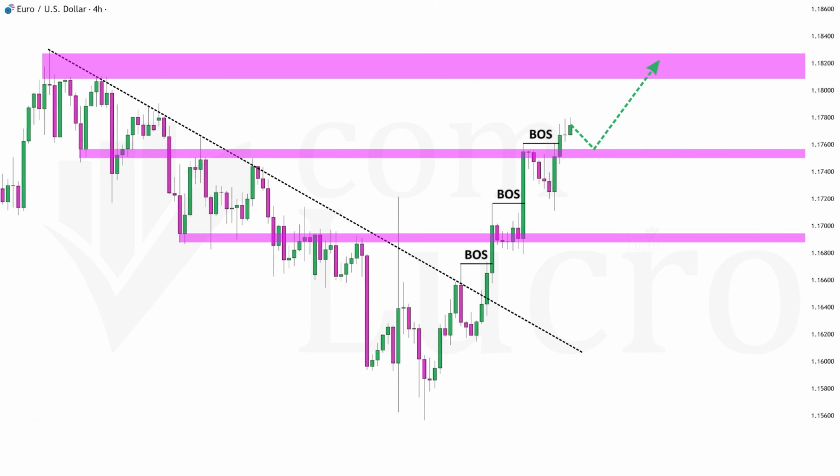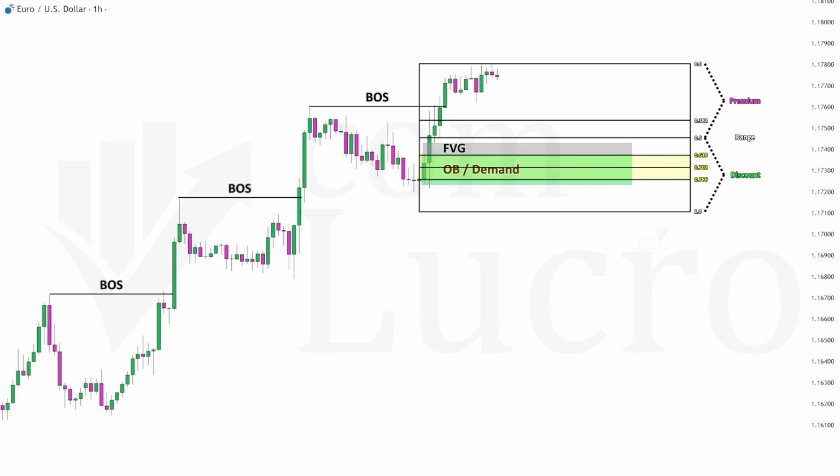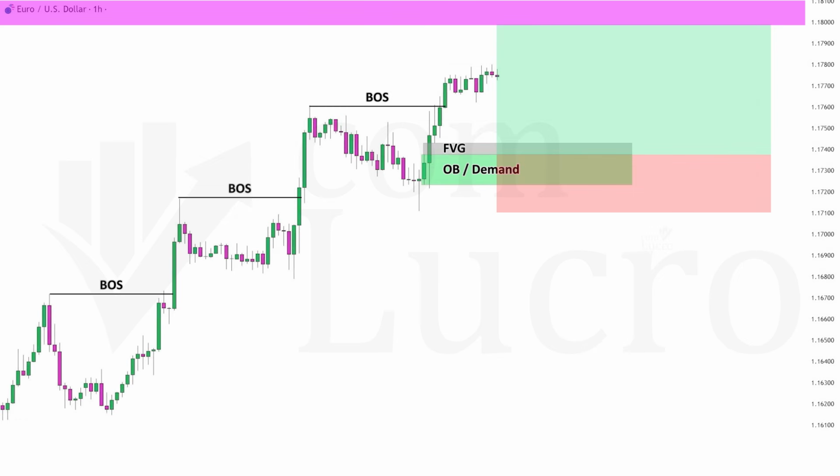For now, there is still enough room for price to move before reaching it. With all of this in mind, the higher timeframe analysis aligns perfectly with what we saw on the lower timeframe. So let's switch back to the 1-hour chart. Since the higher timeframe confirms a bullish trend, it makes sense to consider a buy position at the order block, with the stop loss placed just below it.